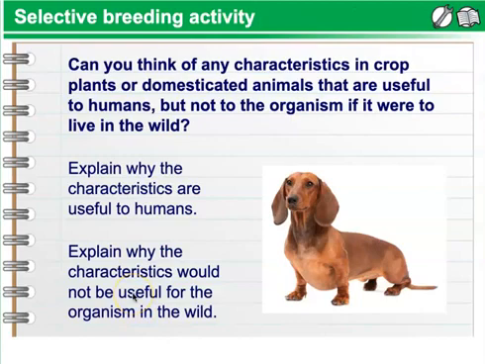So thinking about selective breeding, here's an activity to consider. Can you think of any characteristics in crop, plants, or domesticated animals that are useful to humans, but not to the organism if it were to live in the wild? Explain why the characteristics are useful to humans, and then explain why the characteristics would not be useful for the wild organism.